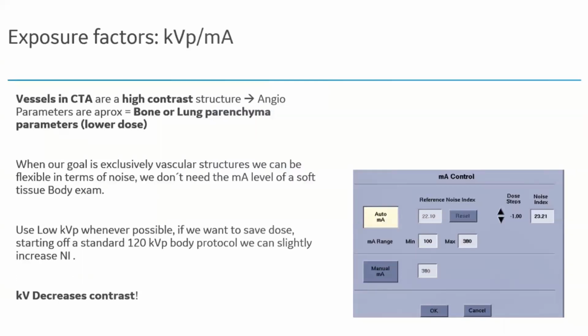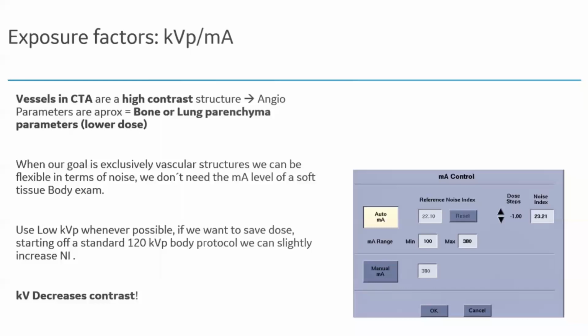Due to the presence of contrast media within the vessels, the vessels are very high density structures. Due to this, we can often lower the dose without compromising image quality too much. We don't need the same mA levels that you might see when you're scanning a soft tissue body exam. If you are starting to build your CTA protocol from a standard body protocol, which uses 120 kV, you can increase the noise index slightly and therefore decrease the dose.